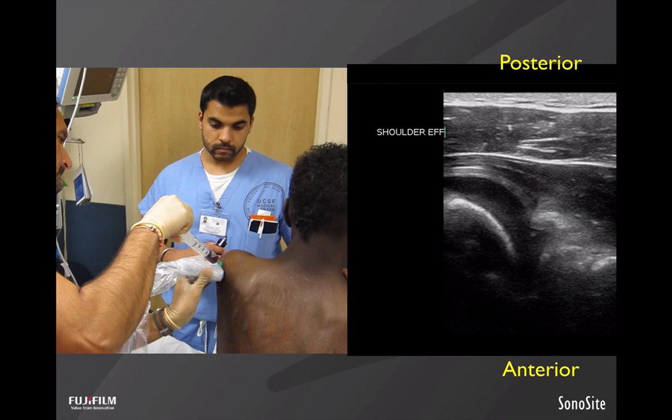So all these things actually make this procedure much easier for me. And I think spending time understanding what effusions look like on ultrasound really allows you to guide your therapy and decide when to have a patient.